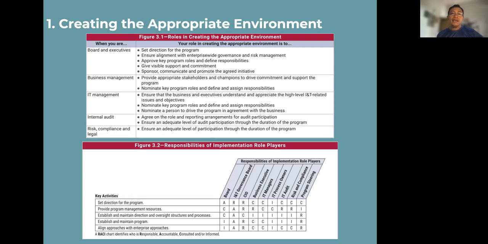And then they need to have the internal audit to agree the role and the reporting arrangement for the audit participation. You remember that you have the three lines of defense, right? You have the first layer, the risk owner. It can be the business and also the IT. And you have the second layer, which is the risk management officer or the compliance. And then you will have the third layer, which is the internal audit.